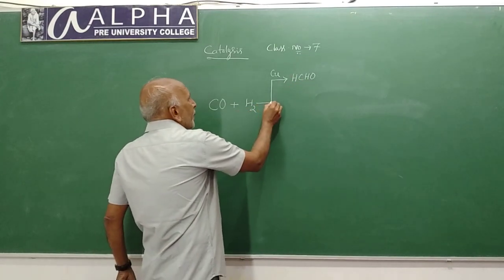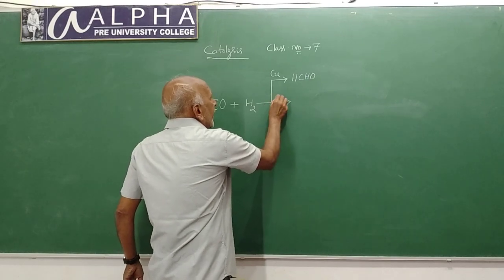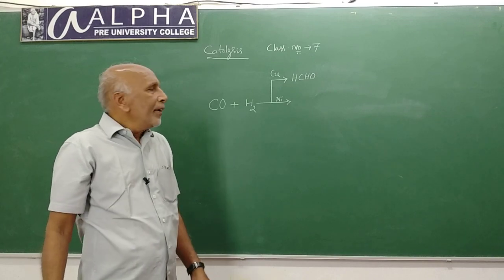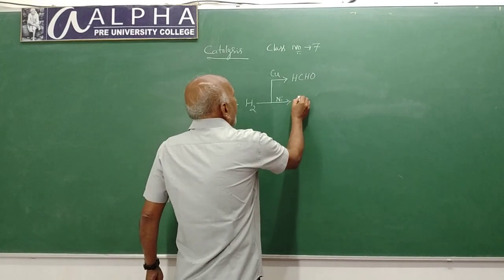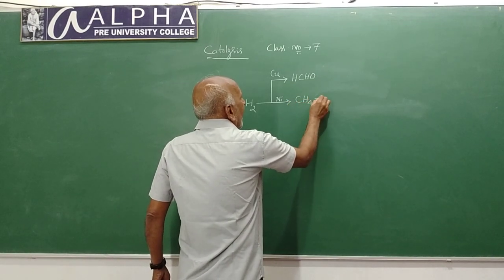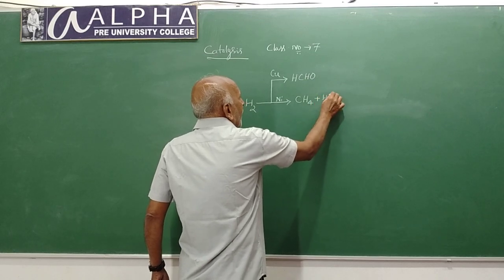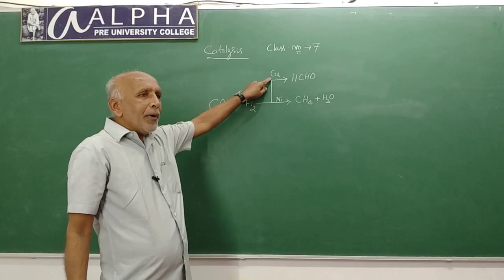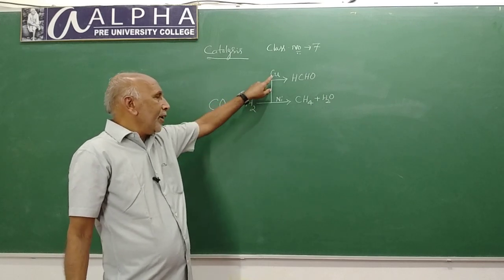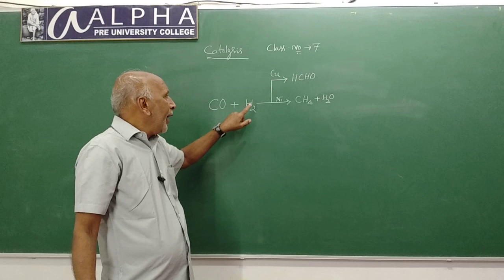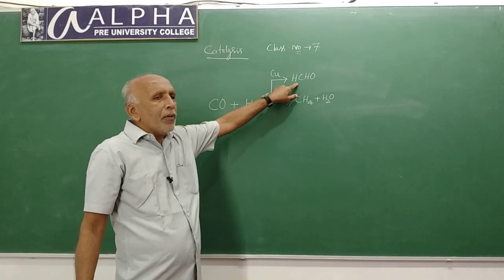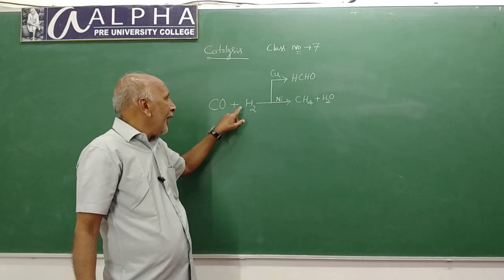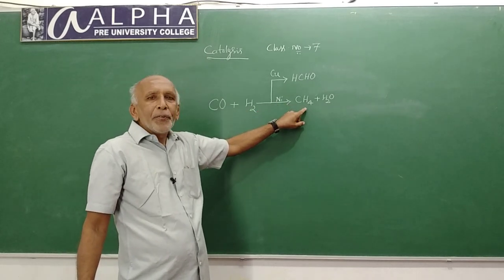On the other hand, if you use nickel as catalyst in the same reaction, you will get methane and H2O as products. See, here copper, acting as catalyst, directs the reaction to form formaldehyde. Here nickel, acting as catalyst, directs the reaction to form methane.